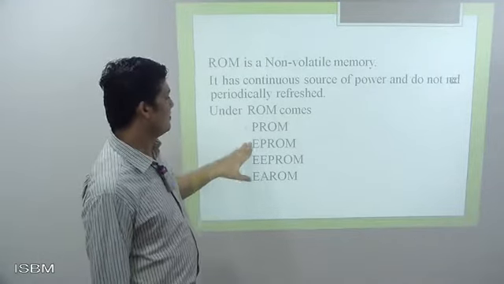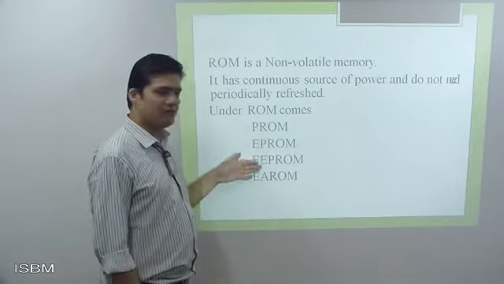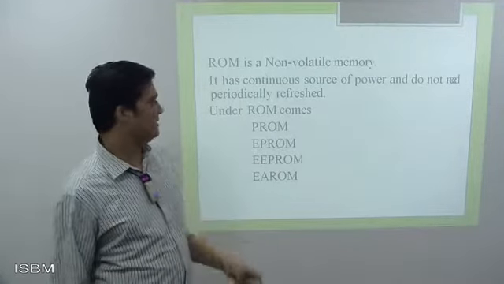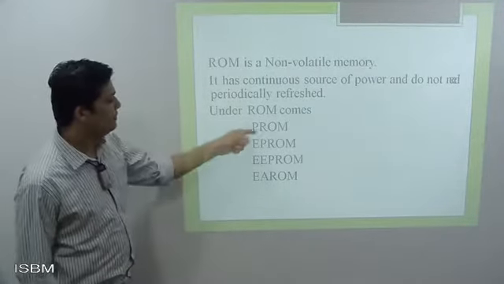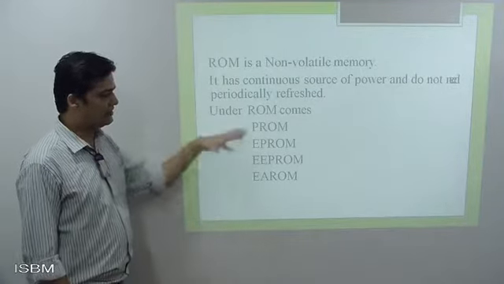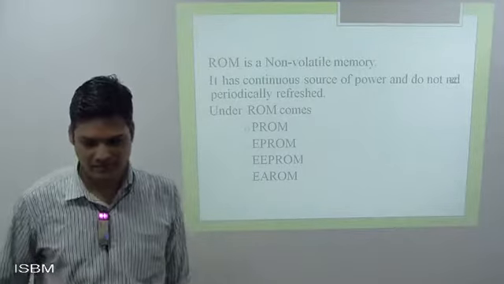Under ROM come PROM, EPROM, EEPROM and EEROM. There are four kinds of ROM, just like in RAM there are two kinds, dynamic and static. There are four kinds of ROM: PROM, EPROM, EEPROM and EEROM. We will see these four types of ROM next.